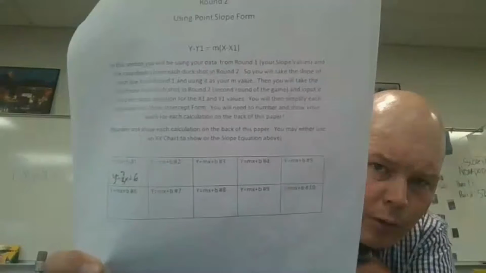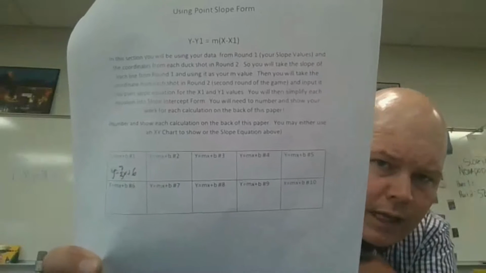For round 2, we are doing something very similar, except we're going to use the point slope form this time, which is that equation, y minus y1 equals m times x minus x1. Okay, and it says in this section we're using our data from round 1. So we're using the slope that you got for each one of those guys. Okay, so what you're going to do is you are going to, again, play your game of Duck Hunt.